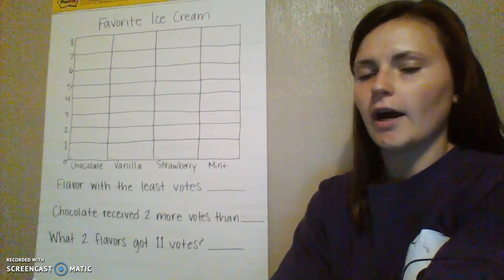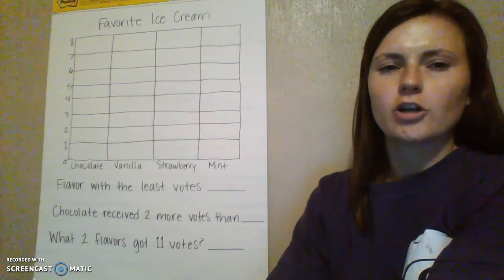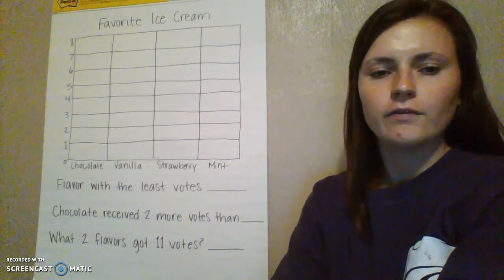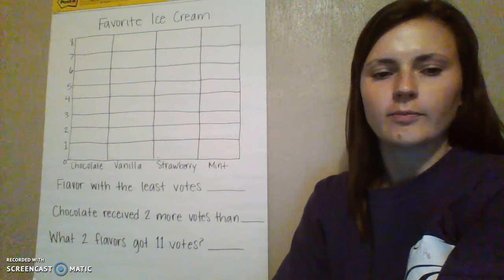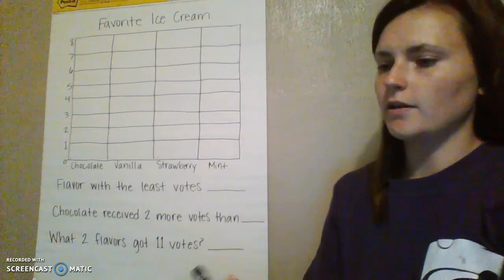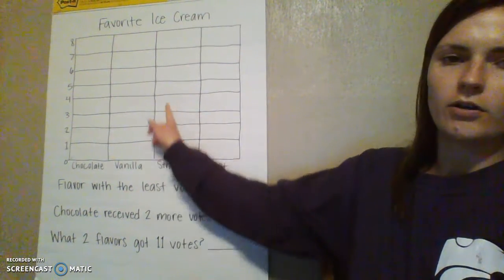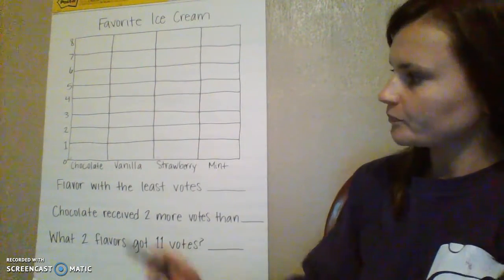So I used the graph on page 556. I'm going to look at their tally chart and then I'm going to turn it into a bar graph, and then I'll answer the questions on my board. So to start, chocolate received 7 votes. Now this bar graph is a little different because it's vertical. It goes up and down.